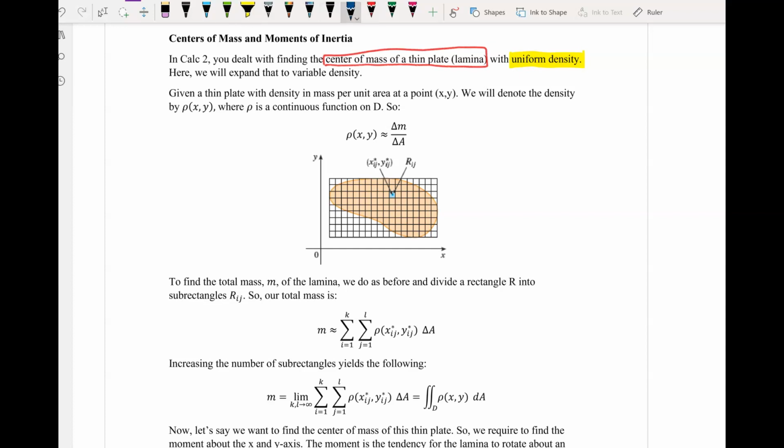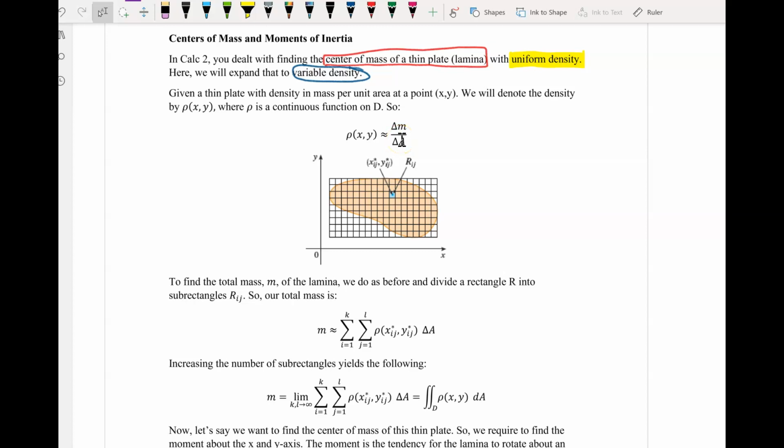So here we're going to expand that idea to x and y. We were just looking at a thin plate with a function of x. Now we're going to look at a function of x and y. Let's say now our thin plate has variable density, so maybe it's heavier at certain points. Given a thin plate with density in mass per unit area at a point (x, y), we're going to denote our density as rho(x, y), where rho is a continuous function on D. So our density rho is approximately equal to the change in m divided by the change in A.